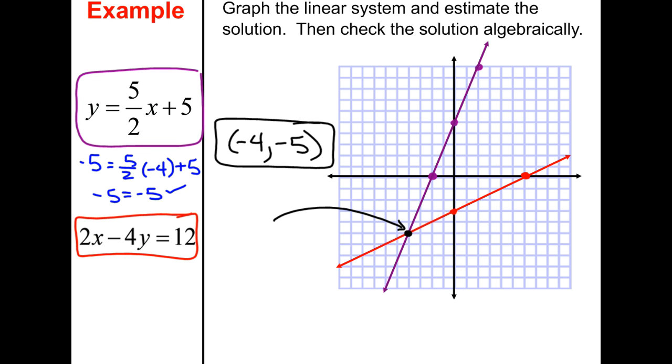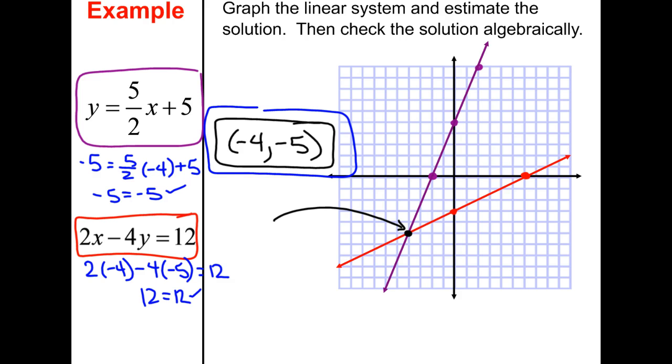That works. All right, now I'm going to try my second equation here, where we have 2 times negative 4 minus 4 times negative 5. Does that equal 12? Well, we get negative 8 plus 20, so you're going to get 12 equals 12. Well, you can see now that we tested it, this is definitely our solution. So this is our solution to this system of inequalities. Or sorry, not system of inequalities, system of equations.